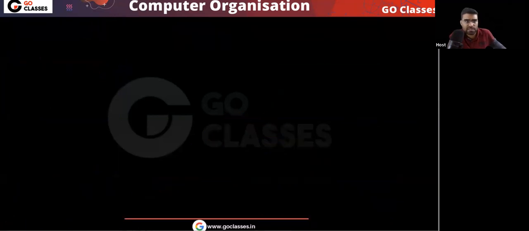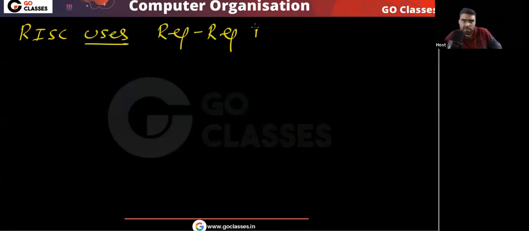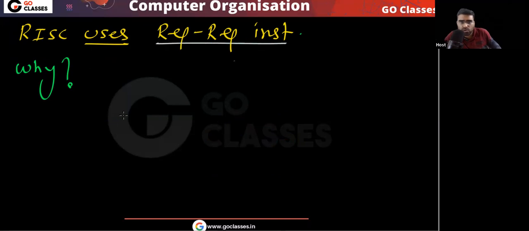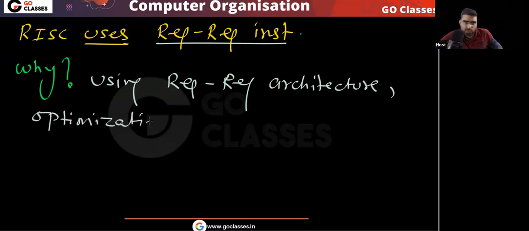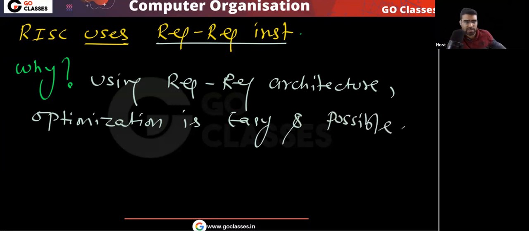So tell me one thing. If someone asks you, RISC uses register instructions, that is fine, but why? Then what will you say? You will say that because using this register architecture, optimization is possible. Yes or no? Optimization is easy and possible. So remember, optimization is possible and optimization is very easy.